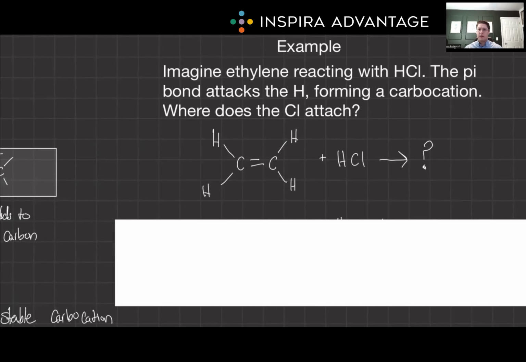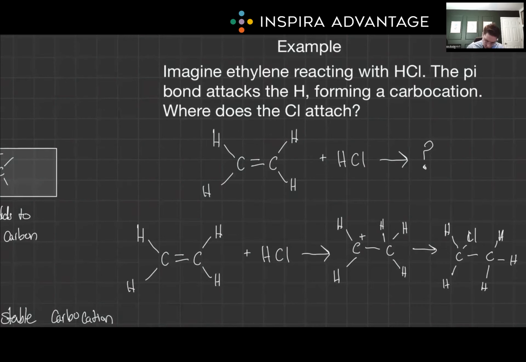Imagine ethylene is reacting with hydrochloric acid. The pi bond attacks the hydrogen, forming a carbocation. Where then is the chlorine going to attach? Take a few moments to think this one through. So we have our ethylene and our acid here.